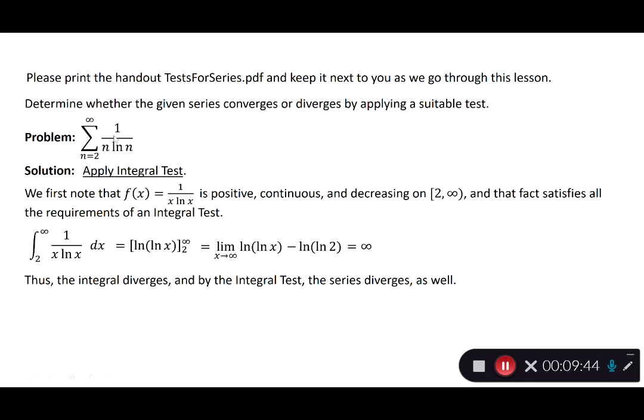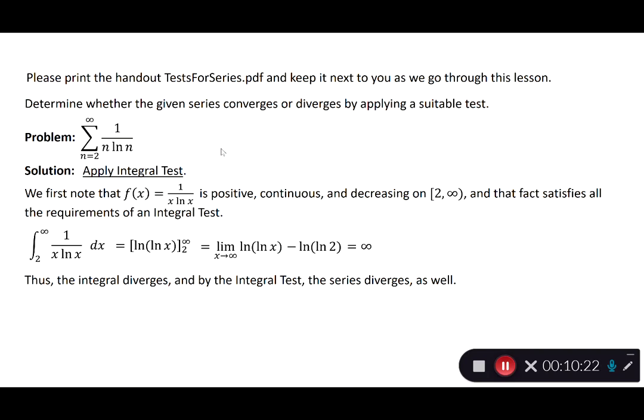So, wait. The sum of 1 over n natural log of n diverges? Yep, that's what we found. I find that incredibly fascinating. Why? We know that the sum of 1 over n, which is the harmonic series, diverges, right? But we also learned that the sum of 1 over n diverges very, very slowly.